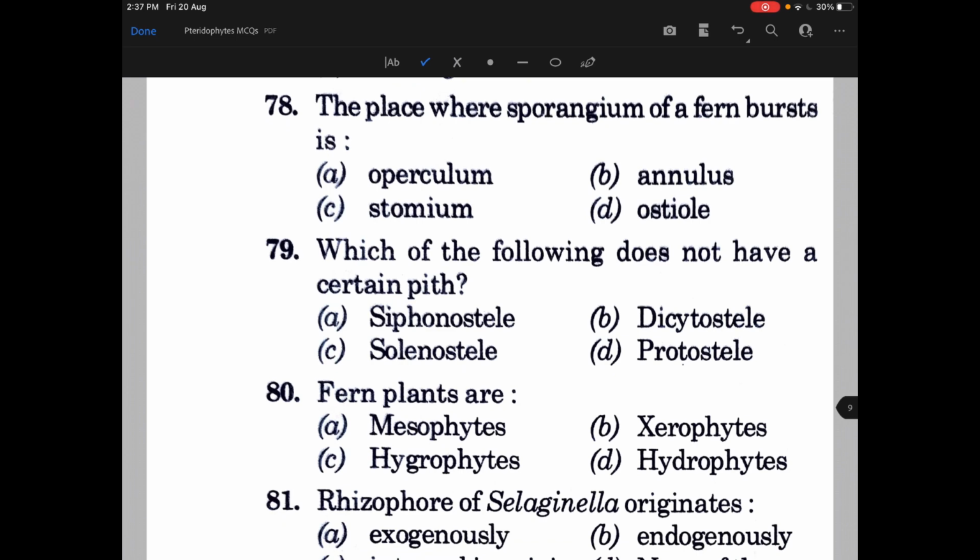Next, the place where sporangium of a fern burst is dash, and the answer is C, that is stomium. Next, which of the following does not have a certain pith? The answer is D, that is protostele.